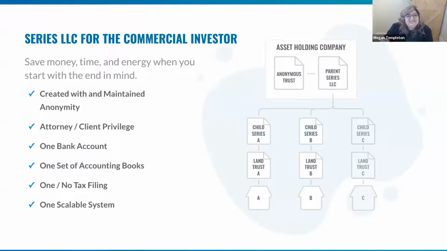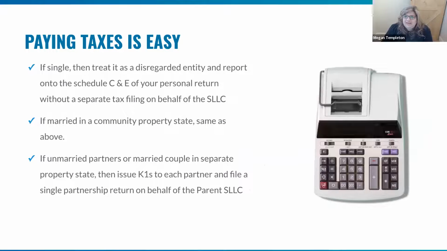It's going to say a trust name. And the only way to figure out any information about that trust is to have the trust document. But that trust document is not publicly recorded. It's internally held. So they're not going to be able to get to you that way. So you've created and maintained your anonymity by using that trust. Things about the series also, you're going to have attorney-client privilege, streamlined business operations, and then it's infinitely scalable as well. Paying taxes is super easy on these things.